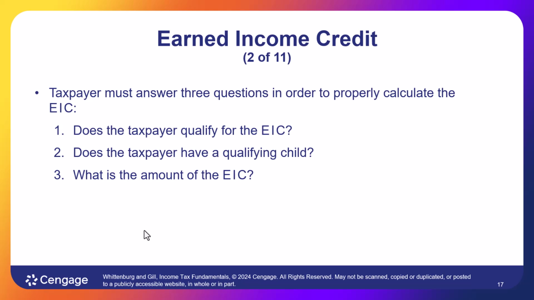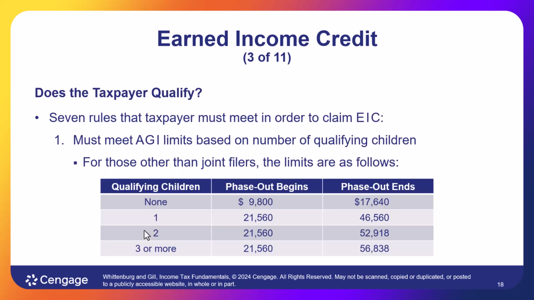Taxpayers must answer 3 questions to properly calculate EIC. Does the taxpayer qualify? Do they have a qualifying child? And what is the amount of EIC? So there is, in the appendix of the book, a table for EIC that you can look up. There are 7 rules that the taxpayer must meet in order to claim the EIC. They must meet the AGI limits based on the number of qualifying children.